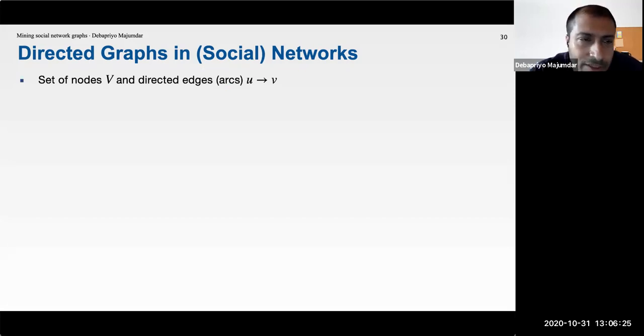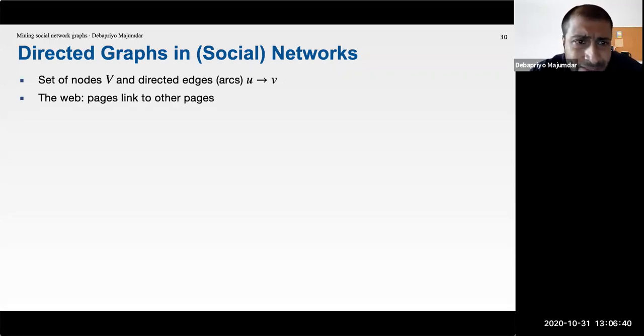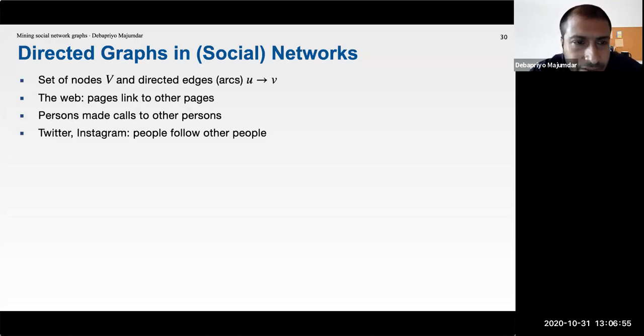Now, social networks also can be directed. That means a set of nodes V and directed edges. Sometimes directed edges are also called arcs. The web is one such network. Pages link to other pages. By the way, PageRank can also be used on social network graphs for various purposes. Persons making calls to other persons can also be a directed graph. Twitter, Instagram, people follow other people, those are primarily directed graphs, and so on.